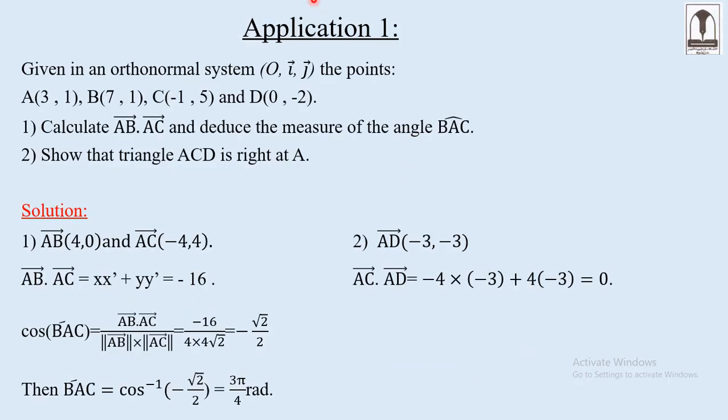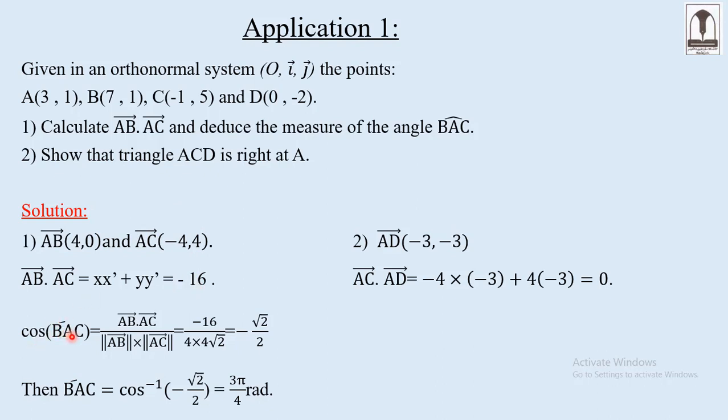Let's go to the first application. Given in an orthonormal system OIJ, the 4 points A, B, C, and D. First, we have to calculate the scalar product of AB and AC and deduce the measure of the angle between these two vectors, which is BAC. To find the scalar product of AB and AC, first we have to find the components of the vectors AB and AC. AB (4, 0), AC (-4, 4). Then AB scalar AC is equal to xx prime plus yy prime, which is equal to -16.